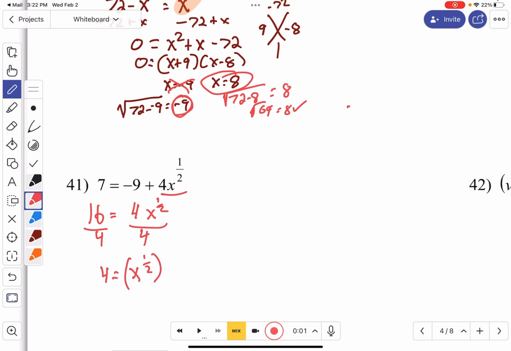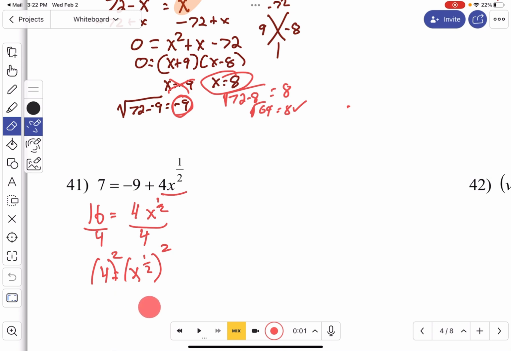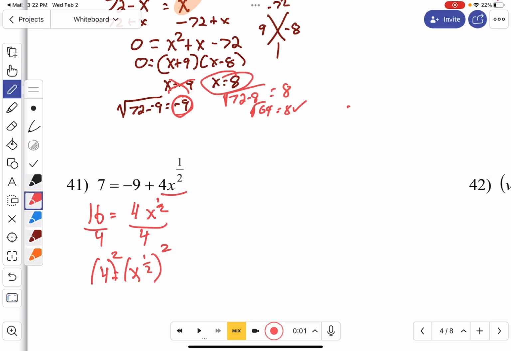Remember, when you get rid of exponents, all you have to do is multiply by the denominator, or take it to the power of the denominator. So 8 is equal to x. That's not right. 4 times 4 is not 8. 16 is, though. Those cancel, so you're just left with x is equal to 16. And that's your answer. It checks.